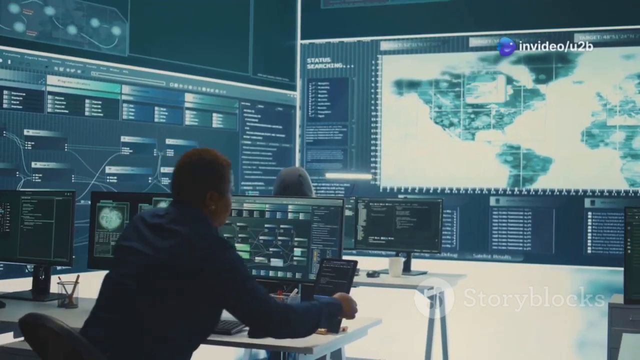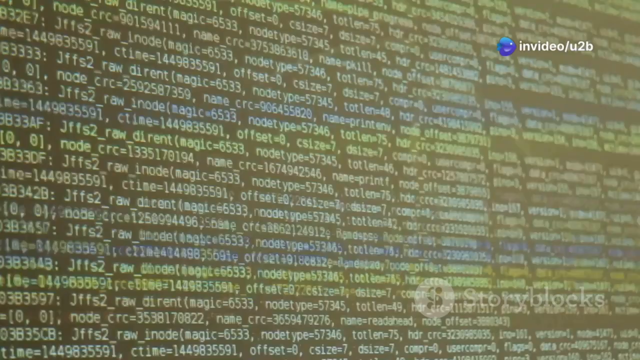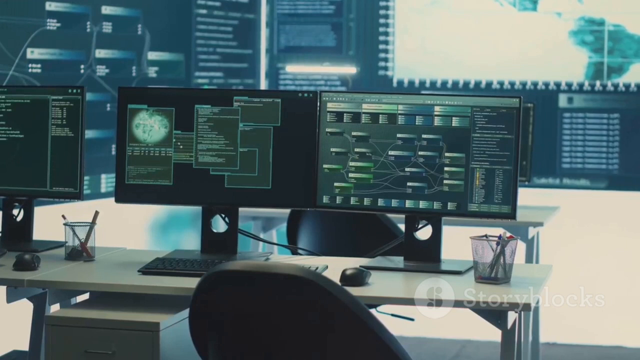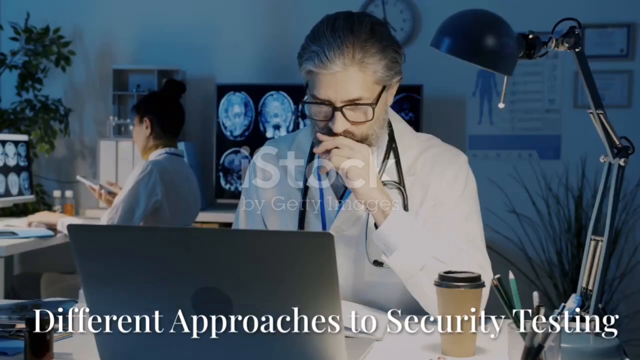Understanding these common types of vulnerabilities is crucial for developers and security professionals alike. By recognizing the patterns and characteristics of these flaws, we can better identify and mitigate them during the software development lifecycle.